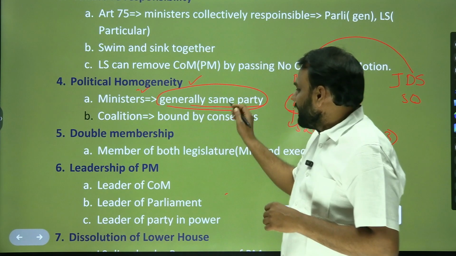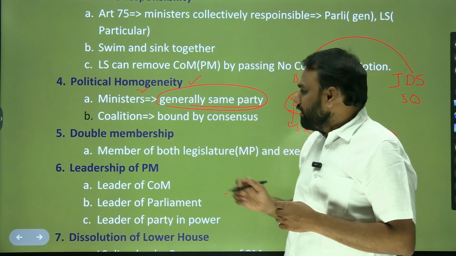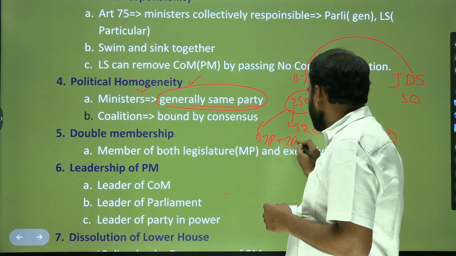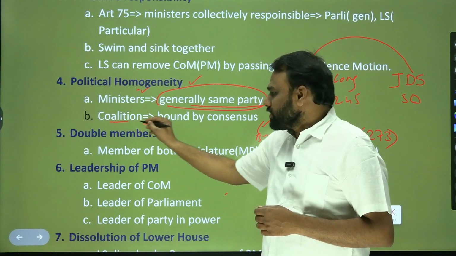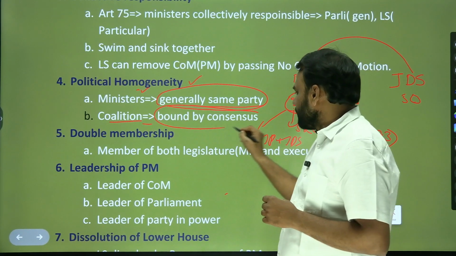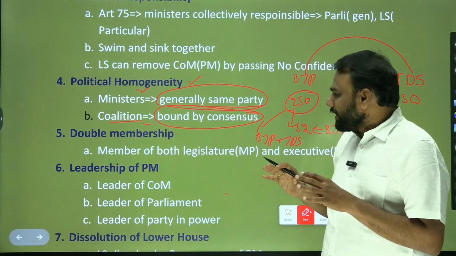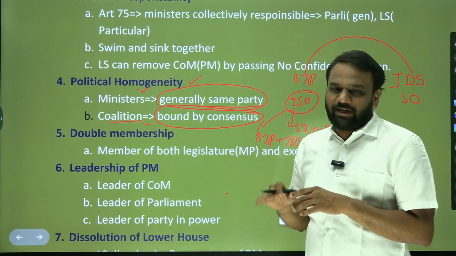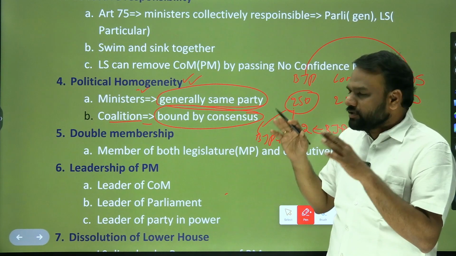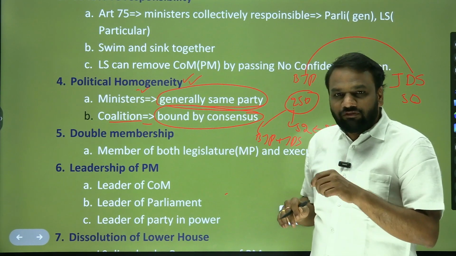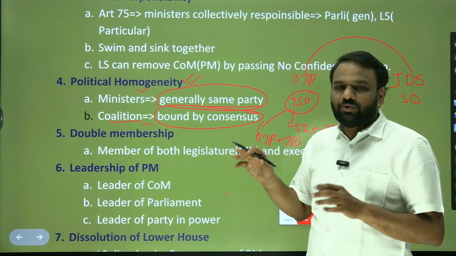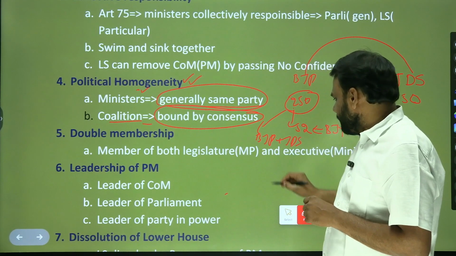But when they form a government, all the ministers do not belong to the same political party. Few of them may belong to BJP and few of them might belong to JDS. This is called a coalition government, a coalition between BJP and JDS. They are bound by consensus, which means all have to agree to whatever decisions are taken collectively. So again, this is political homogeneity. Ministers generally belong to the same party, and even if they do not, in a coalition government they are bound by consensus, so all of them have to accept the collective decisions that have been taken.